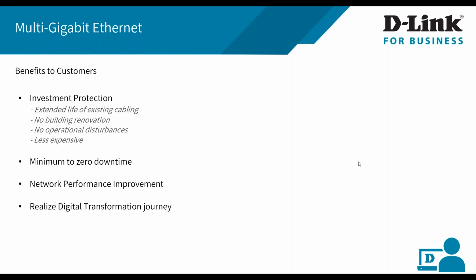Then during the cable replacement, there will be a lot of disruption in operations, and customers may have to move users to a temporary location. But if you talk about upgrading to a multi-gigabit solution, that requires only the active components, like the switches and access points, to be replaced.